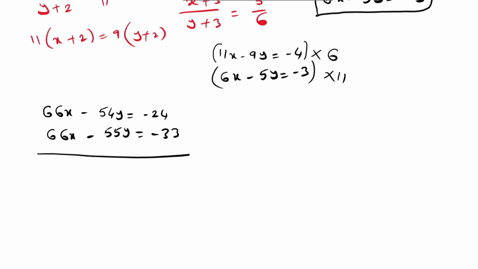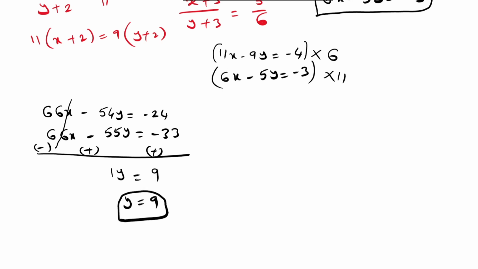I'm doing subtraction, so this plus becomes minus, minus becomes plus, minus becomes plus. 66x minus 66x cancel. Minus 54y plus 55y, 1y or simply y, equals minus 24 plus 33. It is 9. So the y value is 9.